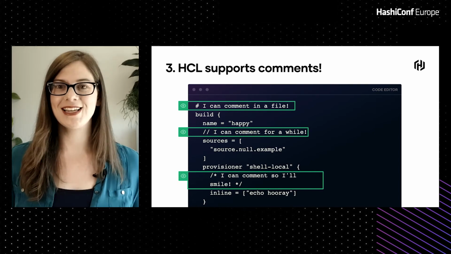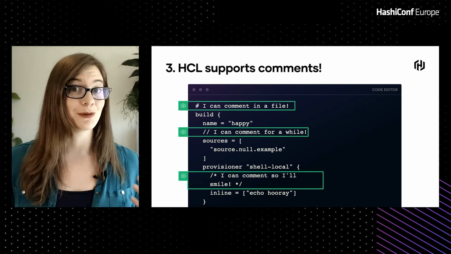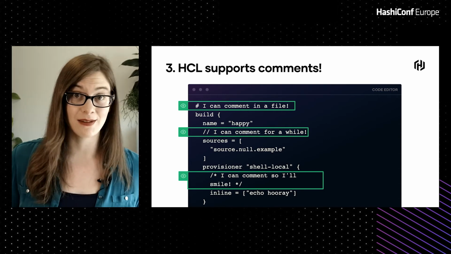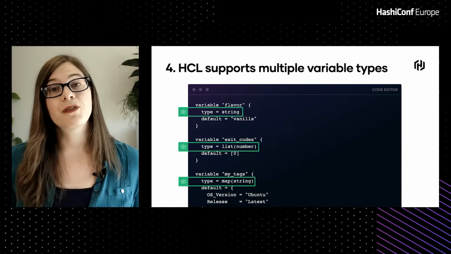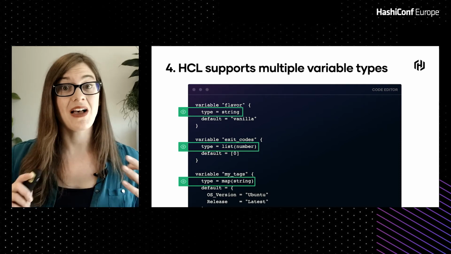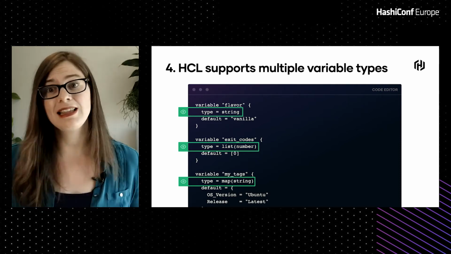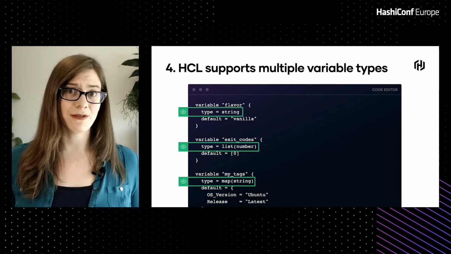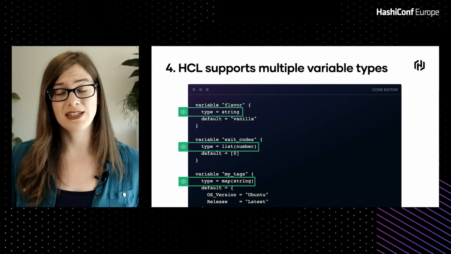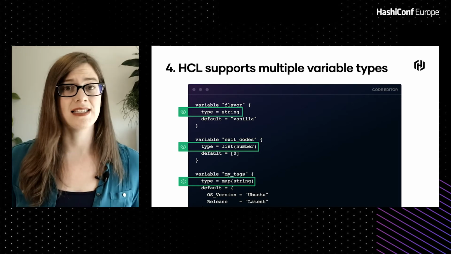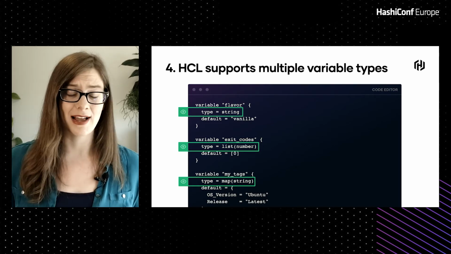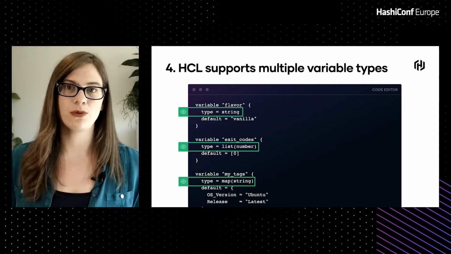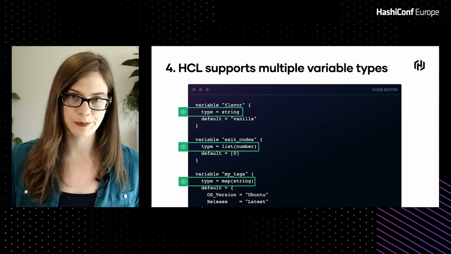Third, HCL templates support comments using a variety of syntaxes anywhere in the template, which is something that JSON templates simply don't. And fourth, HCL supports variable types other than strings. It supports lists, it supports numbers, it supports maps. And anyone who's ever tried to use a JSON template to pass in an array understands how huge of a headache that is right now and how much better it is to be able to create a variable that can immediately map to an array type input.